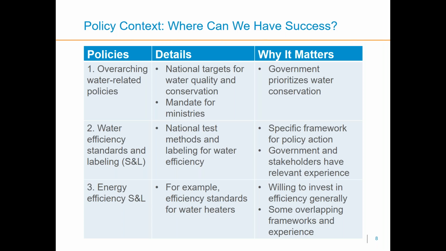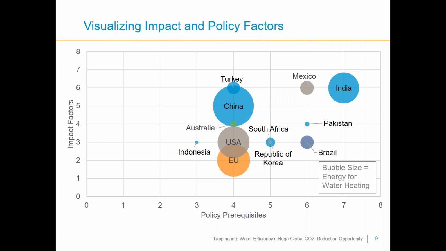So let's take another look at how this applies to the 18 countries and the EU that we looked at earlier. In the next graph, I've taken both the policy and the impact factors on one graph. Here the impact factors have been combined into a single score. Higher means the biggest impact.